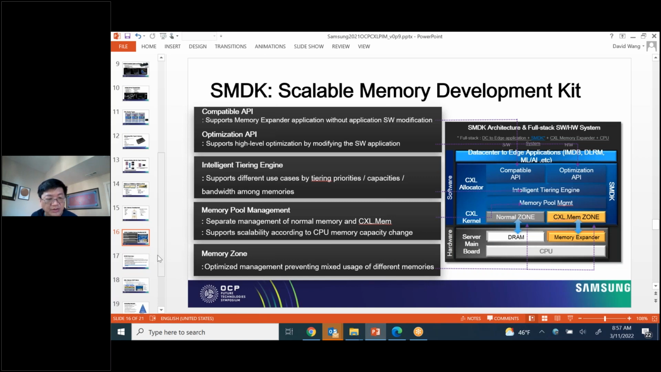Again, there's also slideware on this. So if you're interested, I will send out this slideware at the end of the day. And if there's more detail on specific topics, whether it's PIM, or I can send out the Hot Chips talk. And there's also some slideware on this SMDK stuff for the tiering management effort that Samsung's working on.